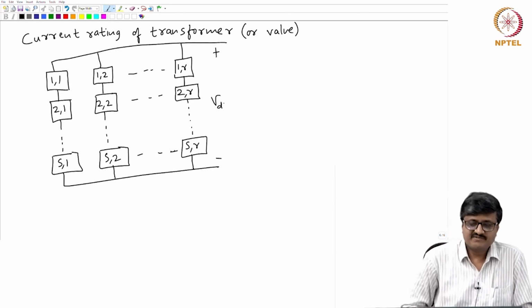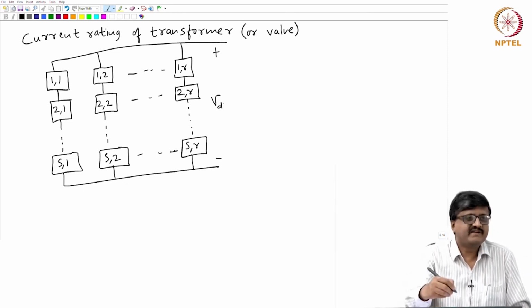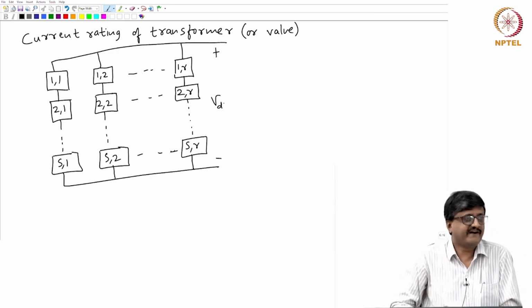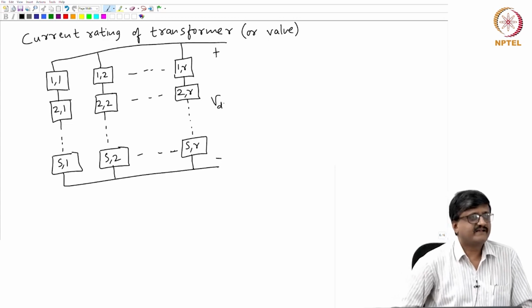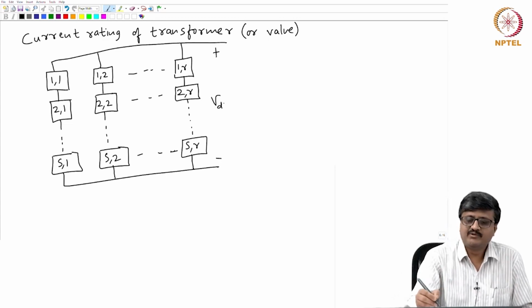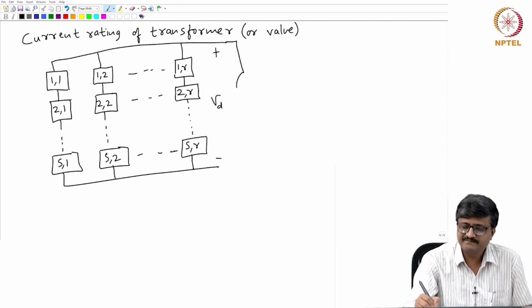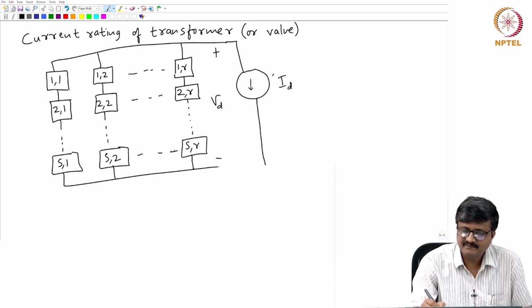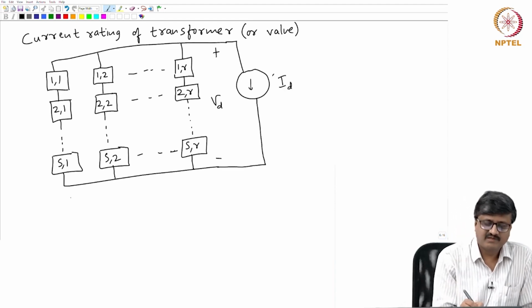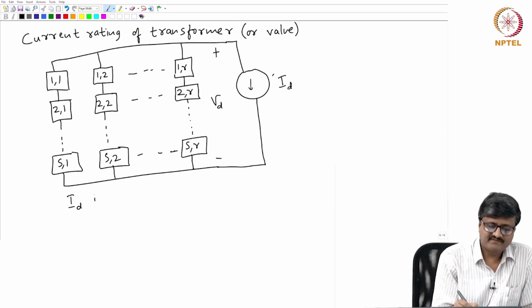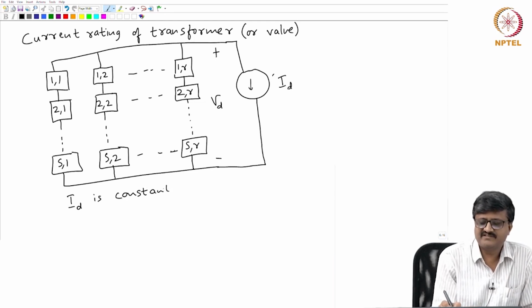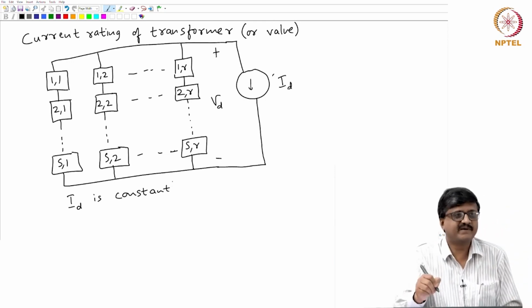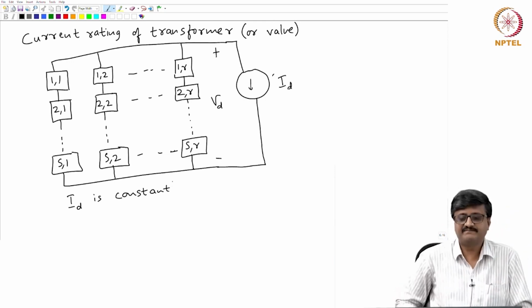Now, I make one assumption here. On the DC side, I assume that there is a large current filter. An inductor can actually act as a current filter. So, for the sake of simplicity, I can represent the DC side current as a constant current Id. Id is constant, that is an assumption, and it is justified if I use a current filter, for example, an inductor on the DC side.